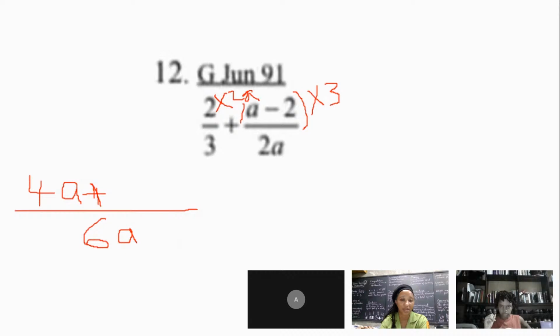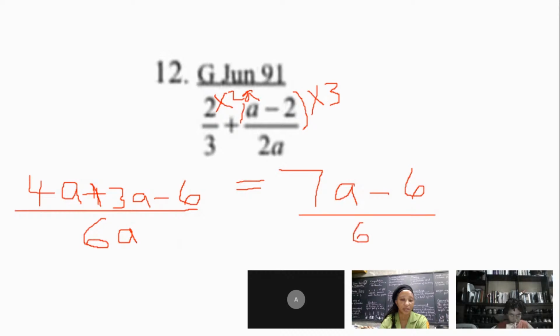So we have to bracket it, right? Because all of these two are multiplied by 3. So 3a minus 6. That gives 7a minus 6 over 6a. So 4a plus 3a gives 7a. And then we have the minus 6 over 6a. Can that be simplified any further? No, miss. All right. Thank you, John.